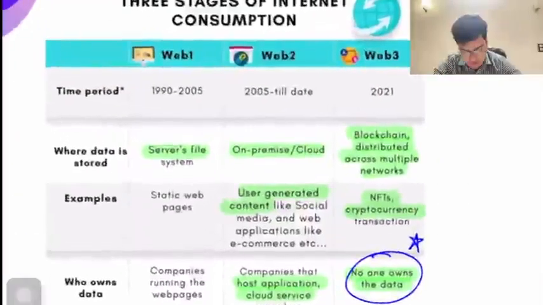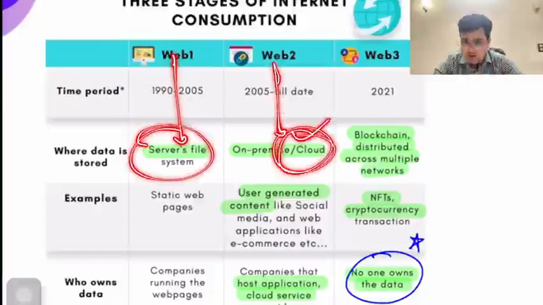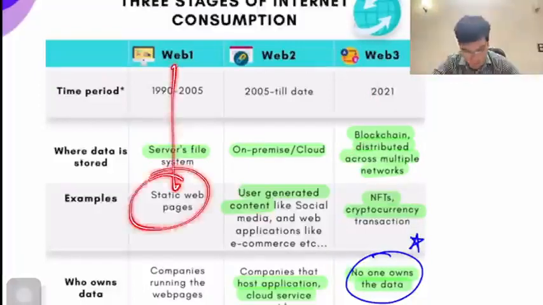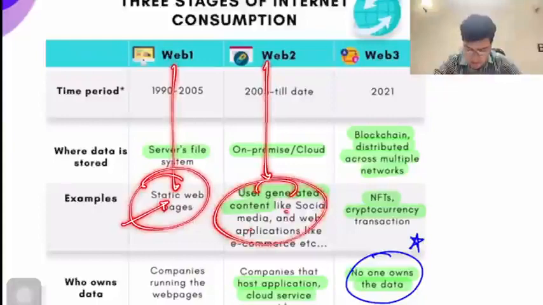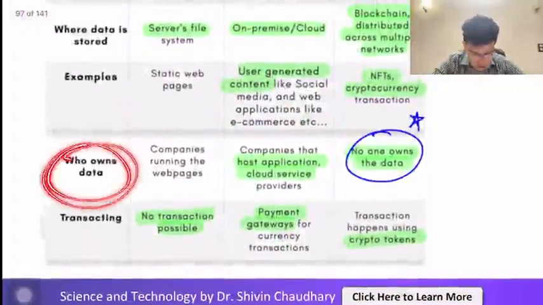पहले हम थोड़े differences देख लेते हैं. Web 1 is like static web. Web 2 was stored on the cloud, the way Facebook does it. And Web 3 is blockchain distributed across multiple networks. What are the examples of Web 1? Static web page, this we've seen. Web 2 is user generated content like social media. Web 3 has NFTs and cryptocurrency. NFT we'll understand today.